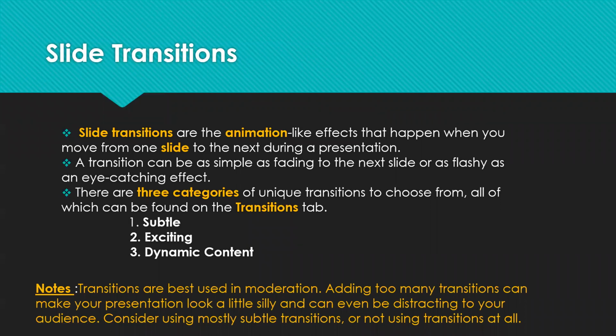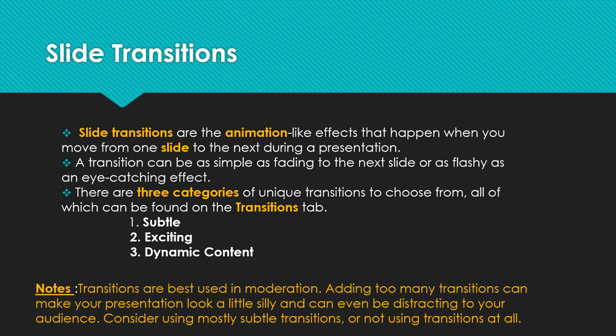So what are slide transitions? Slide transitions are animation-like effects that happen when you move from one slide to the next slide during a presentation. When you move between different slides, that's called a transition. There we can add some effects or animations to it. That's what are called slide transitions. A transition can be as simple as fading to the next slide or as flashy as an eye-catching effect.